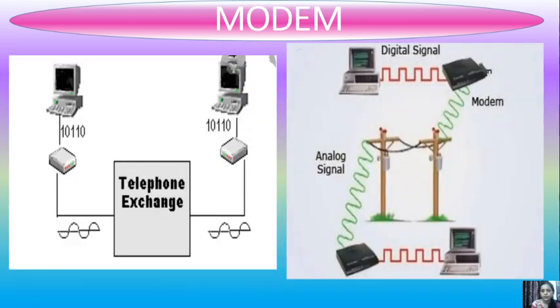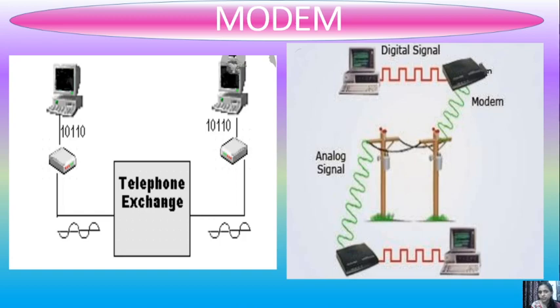Again you can see two images given here, and both show the same concept, the working process of a modem. What does modem mean? Modem is MO plus DEM. MO is modulation, DEM is demodulation. Modulation plus demodulation is modem. Looking at these two images, first we will discuss the right side image.